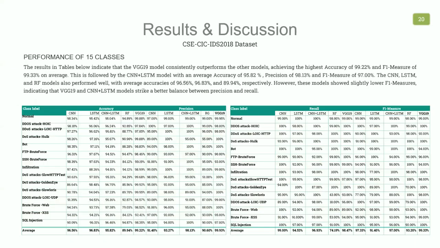With the CIC IDS 2018 dataset, similarly, the VGG19 model outperformed the other models with the highest accuracy of 99.92% and F1 measure of 99.33% on average. Also, the combination of the convolutional neural network and long short-term memory model achieved a good accuracy of 95.82% and precision of 98.13% and F1 measure of 97%.